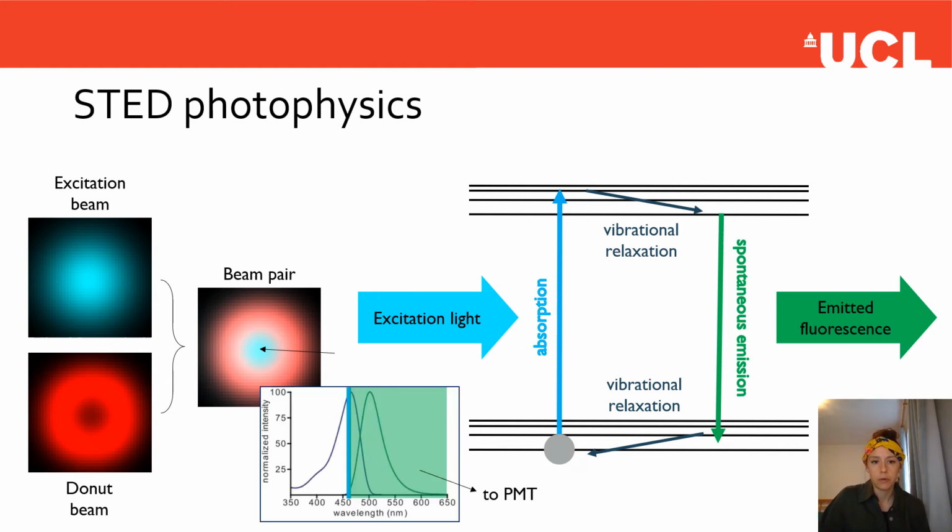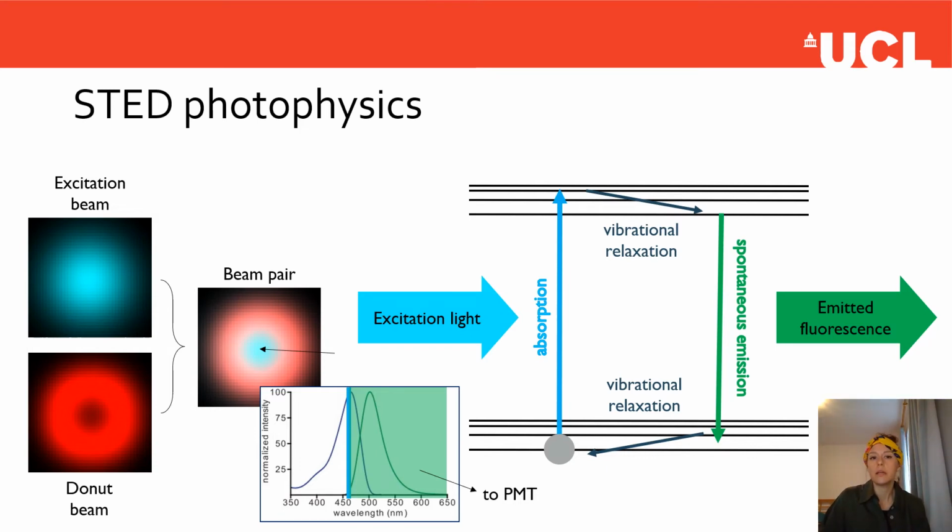And of course, if we think about the spectrum of our fluorescent molecule, if it's a green molecule, we'll excite around the excitation, the absorption peak, for example, and then we'll detect all of this redder fluorescence, all of this longer wavelength fluorescence into our PMT to make our image.